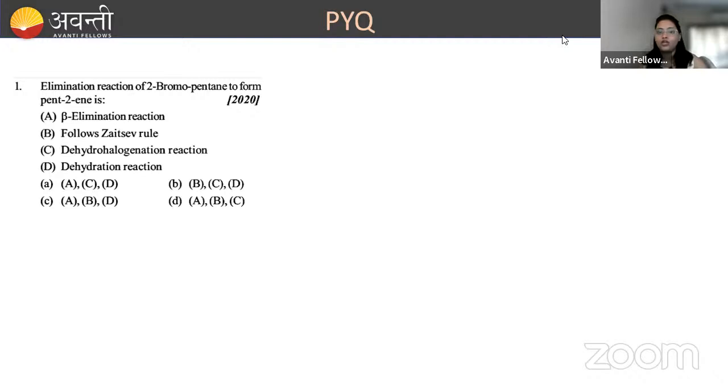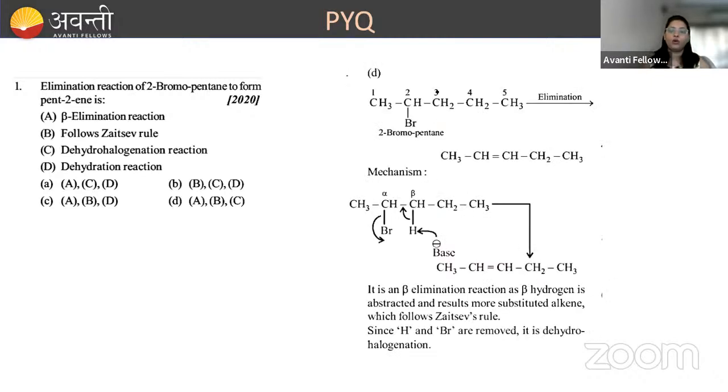Okay, so now let's talk about the solution of this. No one is answering, so I'm going to explain this. Here you can see the structure of 2-bromopentane. Option B is the answer. Let's discuss this. Gauri Lakshmi, yeah, good.